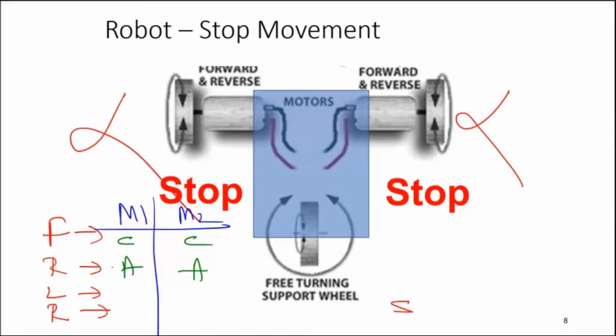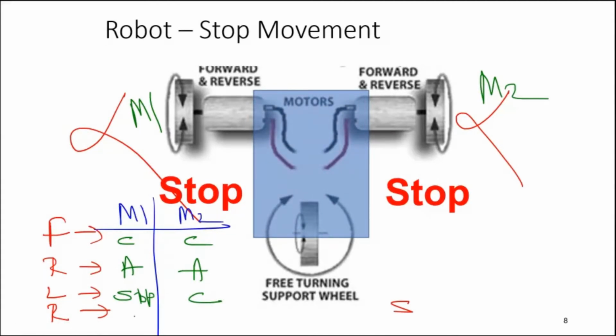Left side motor. Let us call the left side motor M1 and the right side motor M2. For making the robot move, M1 should stop and M2 should spin in the clockwise direction. Agreed?